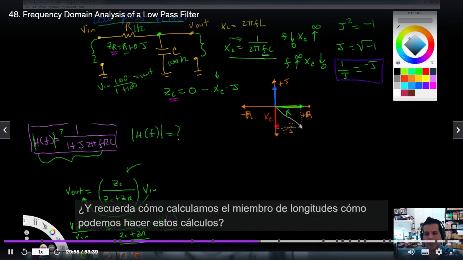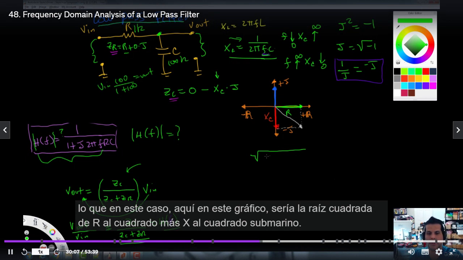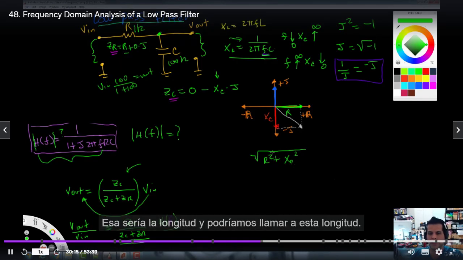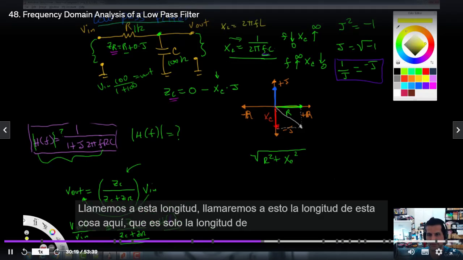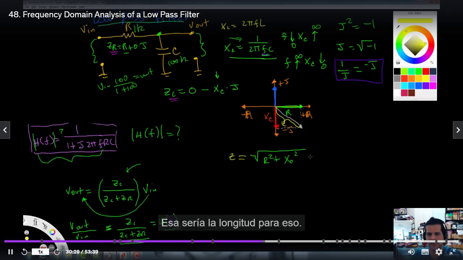Do you remember how we compute the lengths? It's the square root of the square of the real part and the imaginary part. So in this graphic, it would be the square root of r squared plus x sub c squared. That's it. That would be the length of this thing here, which we could just call z in this case.